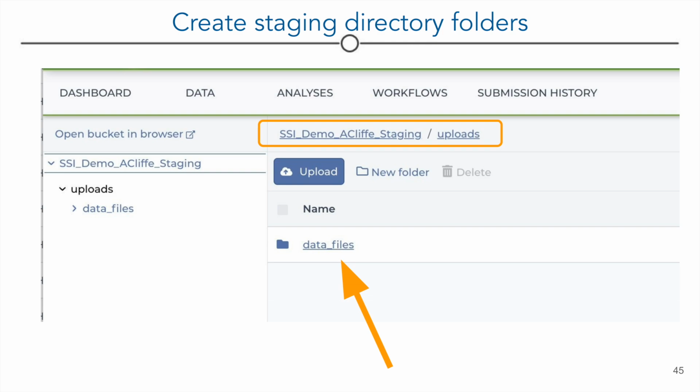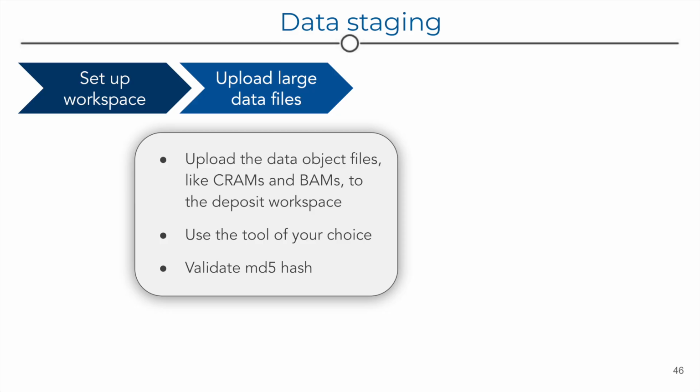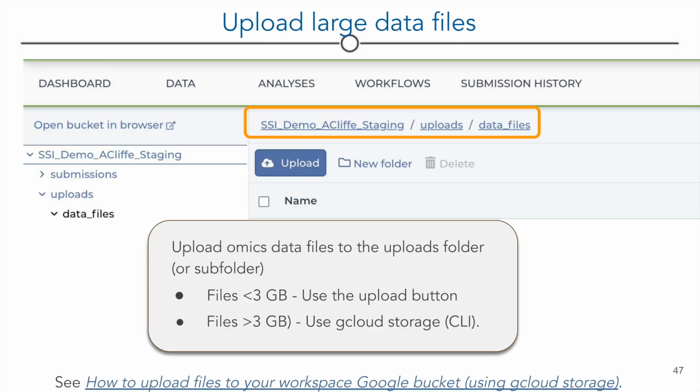For example, a data files folder for storing CRAMs and BAMs. Once the deposit workspace is set up, you'll upload the large data object files using the tool of your choice. You'll just need to verify that the upload created an MD5 hash. Files smaller than 3 GB can use the upload button right in the workspace. For large numbers or files greater than about 3 GB, use gcloud storage commands in a command line interface.